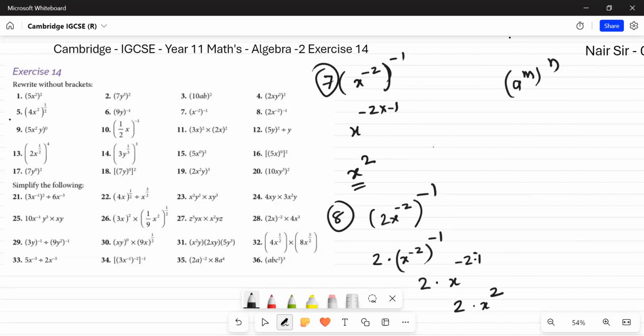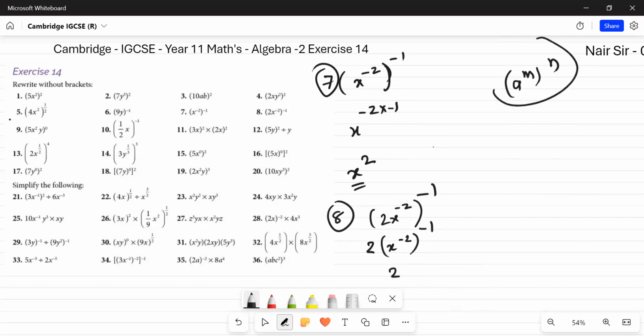Slightly different question. Let me redo this one again. Let us do it again. 2x minus 2. Okay, I'm writing this 2 outside. I'm taking this x minus 2 raised to minus 1. Now here I'm using again the same formula. So this will become x minus 2 multiplied by minus 1. And what does that give me? Okay, hope you have understood it. Do let me know if you have not understood it.